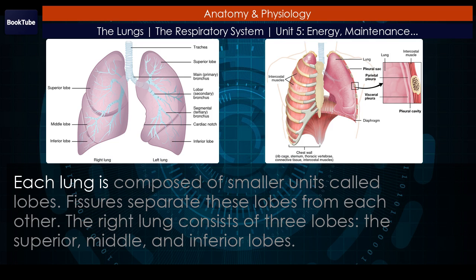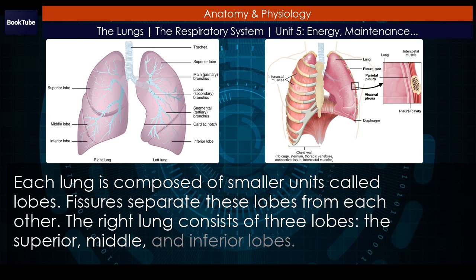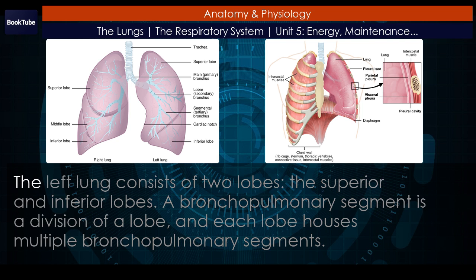Each lung is composed of smaller units called lobes. Fissures separate these lobes from each other. The right lung consists of 3 lobes: the superior, middle, and inferior lobes. The left lung consists of 2 lobes: the superior and inferior lobes.